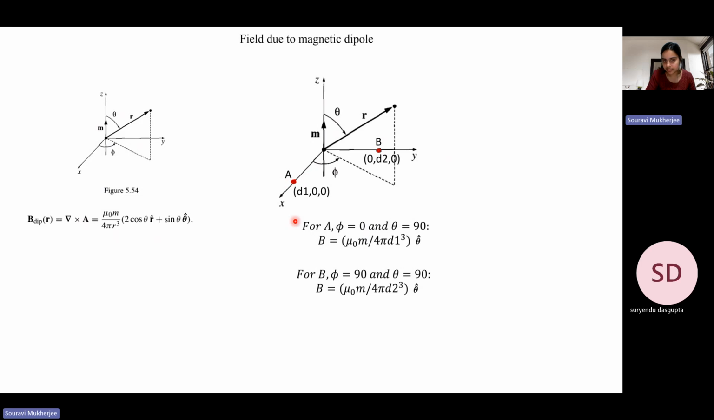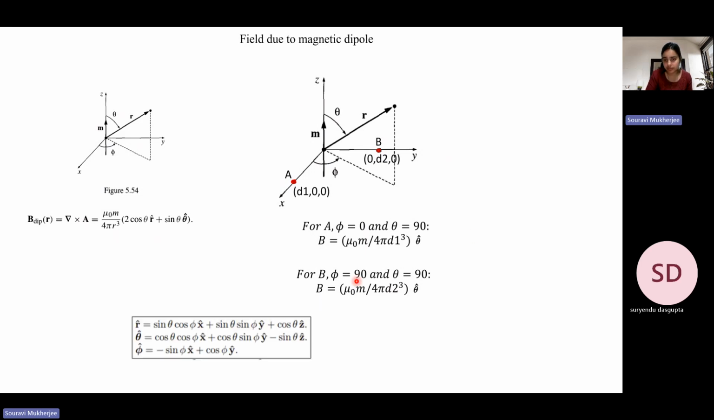If the field at A is given and the distances D1 and D2 are given, you can use this relation to find M. And once you know M, you can use this relation to find B. So there can be all these kinds of questions. The important point here is that it is in theta cap, so you are writing it in terms of the spherical coordinates.